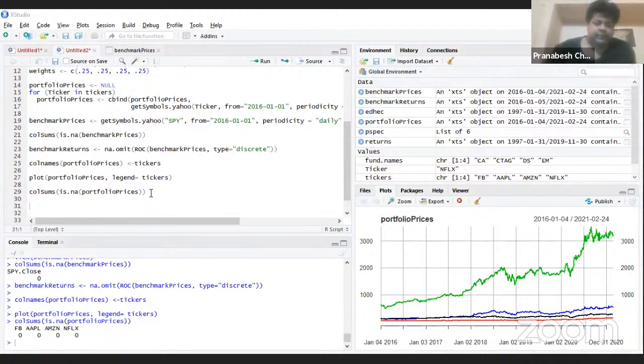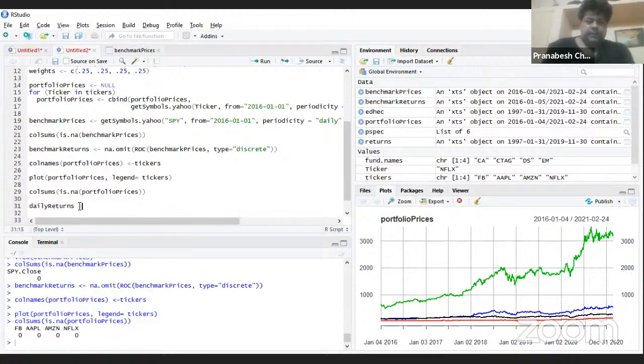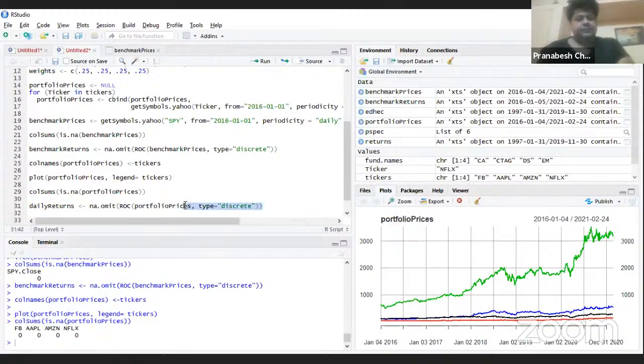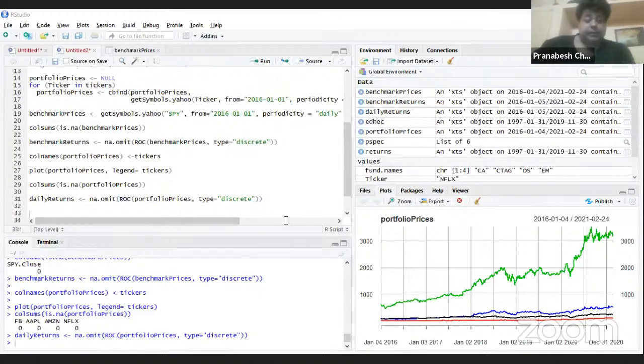So your daily returns basically will be calculated the same way, but instead of benchmark prices, you will give portfolio prices. So I calculated my benchmark returns and I have also calculated my daily returns based on my portfolio, right?